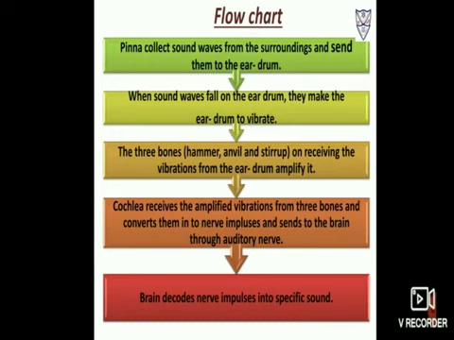And what is the work of the three bones? That is hammer, anvil and stirrup. What is the work of it? They amplify this vibration, and this amplified vibration is converted into nerve impulse by the cochlea. Then what is the work of this cochlea? It sends them to the brain through the auditory nerve. And what is the work of the brain? It decodes this nerve impulse into specific sound.